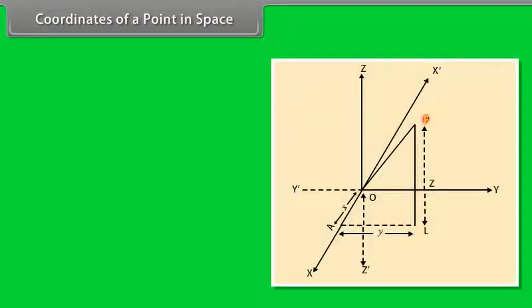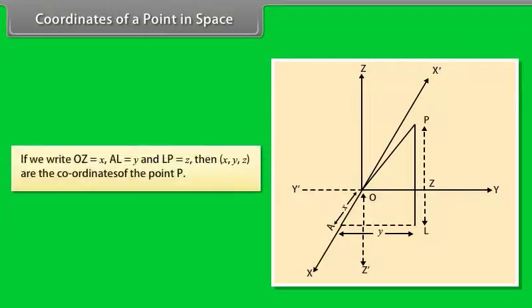Coordinates of a point in space. Let P be any point in space. Through P, draw perpendicular PL on XY plane meeting this plane at L. Through L, draw a line LA parallel to OY, cutting OX in A. If we write OA is equal to x, AL is equal to y, and LP is equal to z, then x, y, z are the coordinates of the point P.